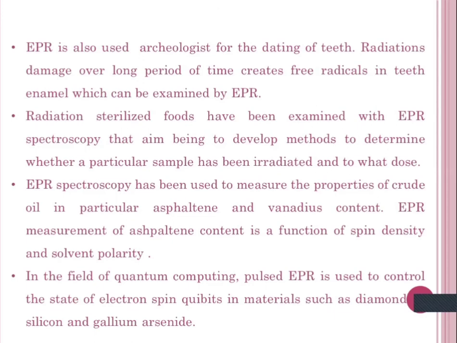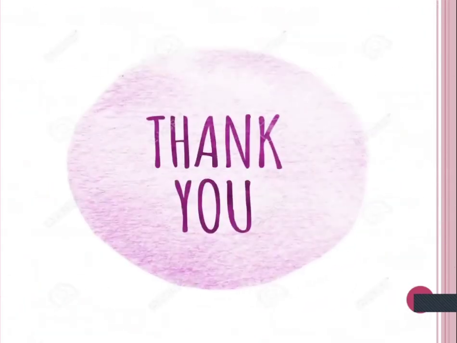In the field of quantum computing, pulsed electron paramagnetic resonance is used to control the state of electron spin qubits in materials such as diamond, silicon, and gallium arsenide. That's all for this video.